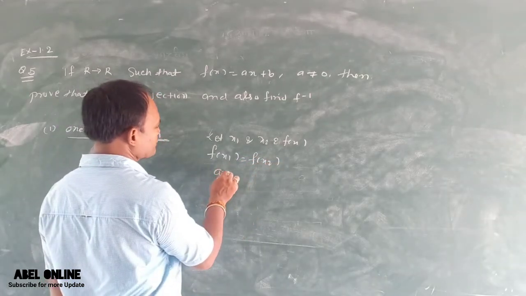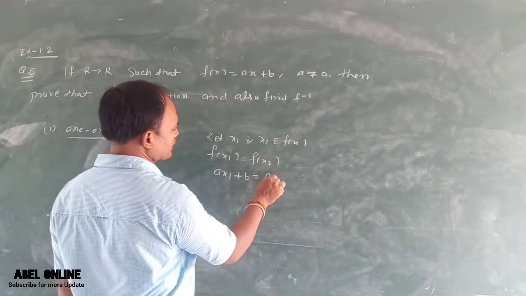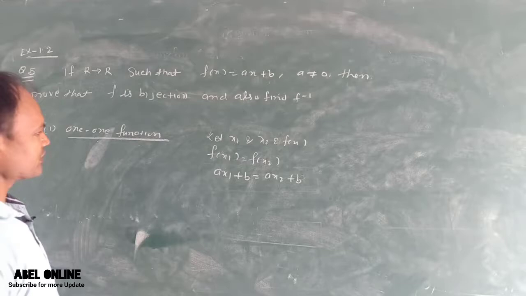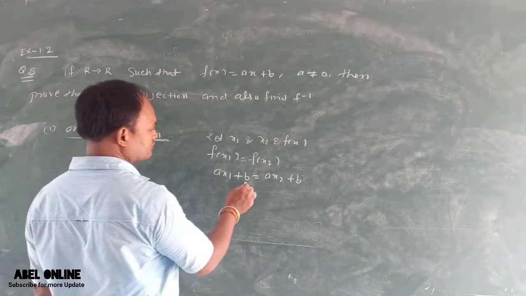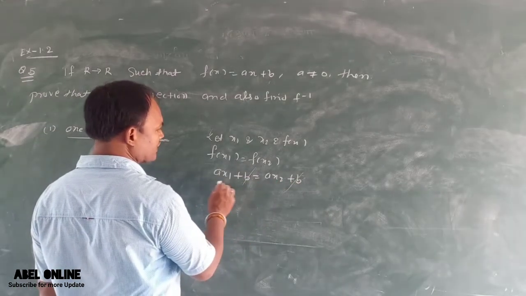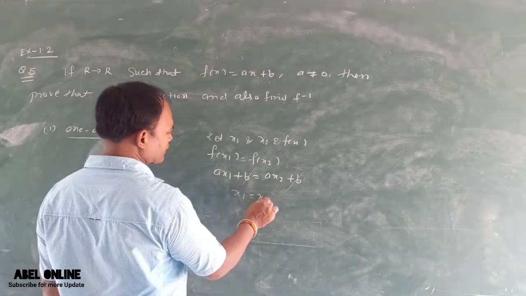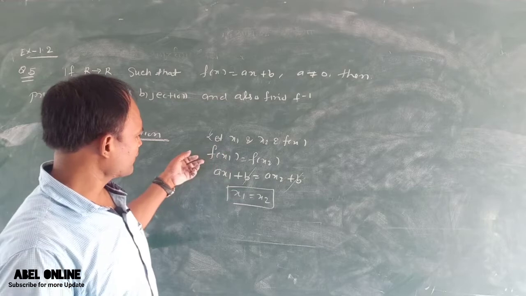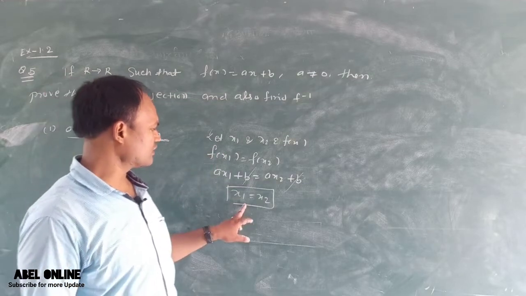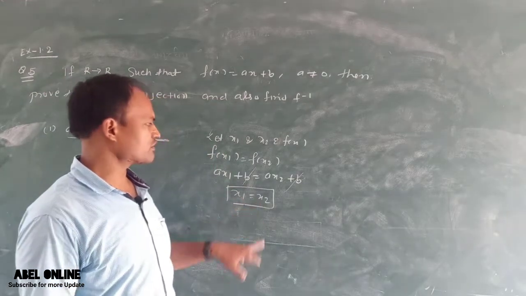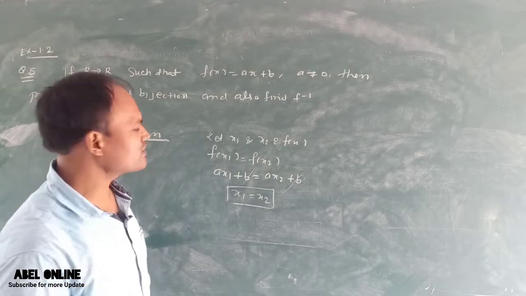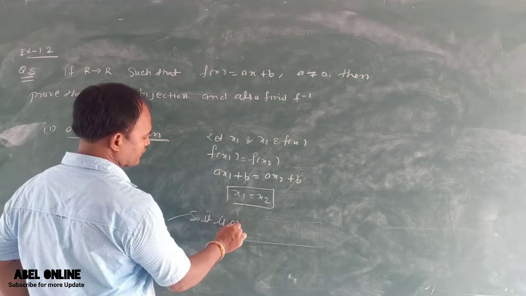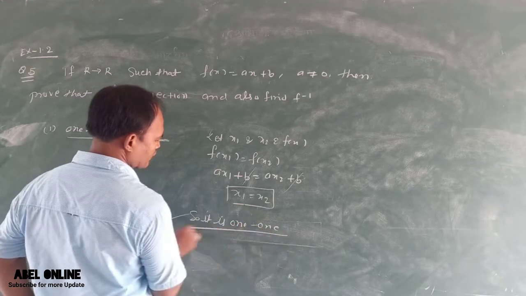So ax1 plus b equal ax2 plus b. b is cancelled by b, a is cancelled by a, so the remaining part is x1 equal x2. So if f of x1 equal f of x2, and we are getting x1 equal x2, we can say that the given function is one-one.